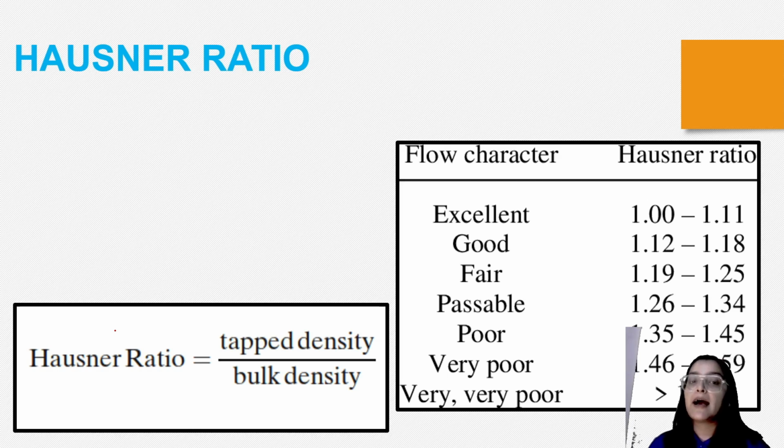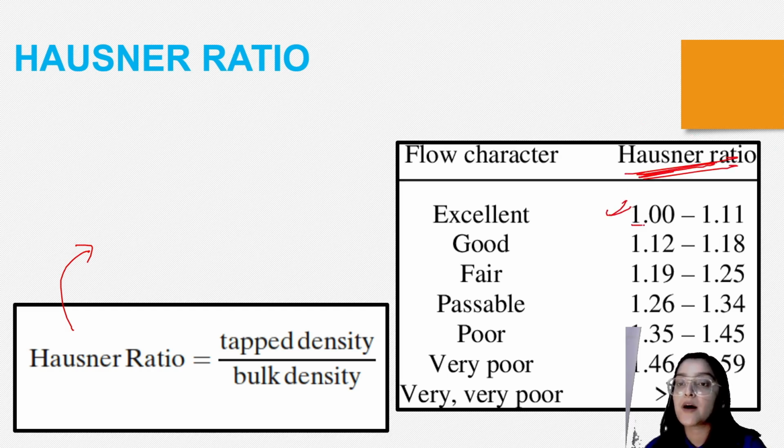Hausner ratio, as you can see, the formula for the Hausner ratio is nothing but the ratio of tap density upon bulk density. Just like the angle of repose, whose value indicates the type of flow, in Carr's index also the type of flow is indicated based upon its value. Similarly, here is the Hausner ratio, in which values between 1 to 1.1 mean the flow will be excellent.